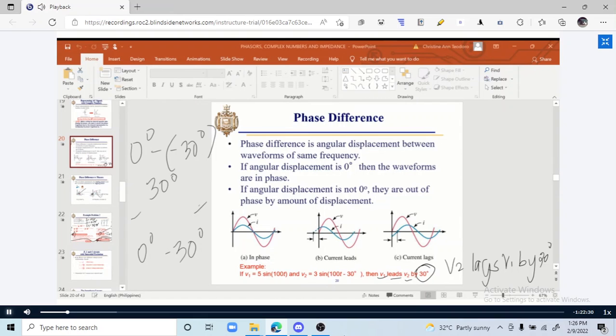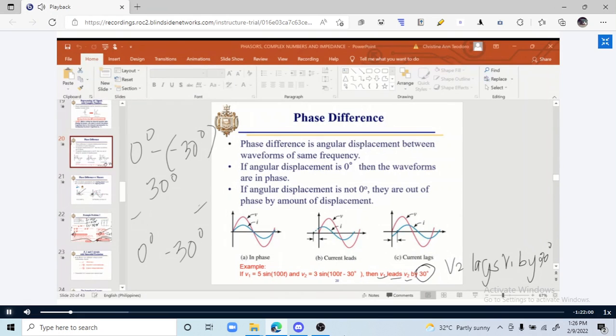As I said a while ago, phase difference is the angular displacement between waveforms of the same frequency. It means that you are comparing and contrasting two different waveforms. Now, if the angular displacement is zero, then the waveforms are in phase. But if the angular displacement is not zero, it means that they are out of phase by a certain amount of displacement.